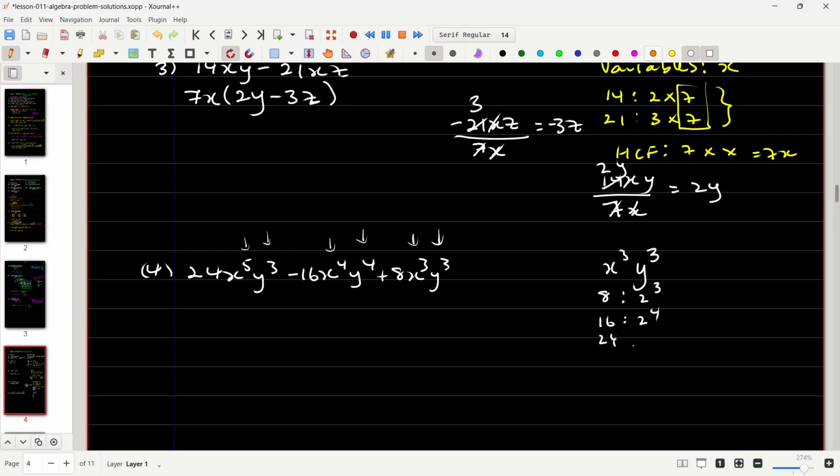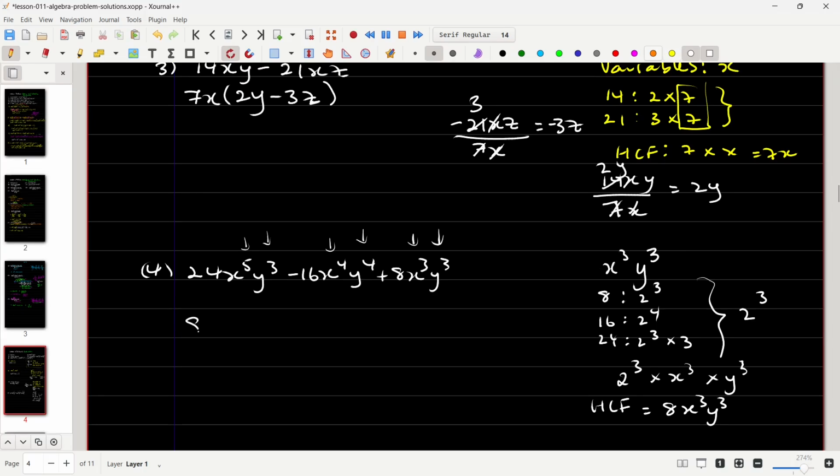This is 2 to the fourth power, which is very easy. Then this one here is 2 to the third power times 3. Right? 2 to the third power times 3. So we can see that what is in common here is 2 to the third power. So we have 2 to the third power times x to the third power times y to the third power, which means our HCF is going to be equal to 2 twos or 4 twos are 8x to the third power y to the third power. And that's what we have to use for our divisions.